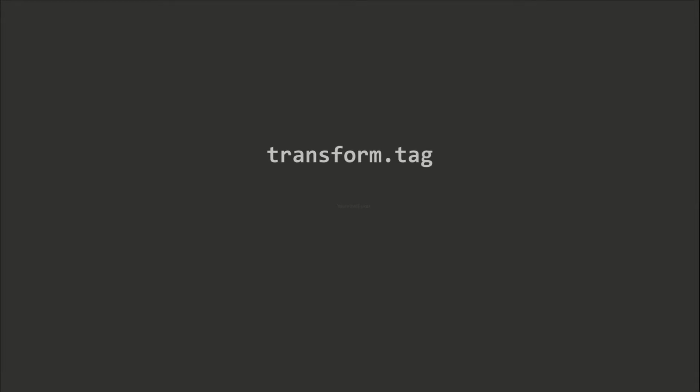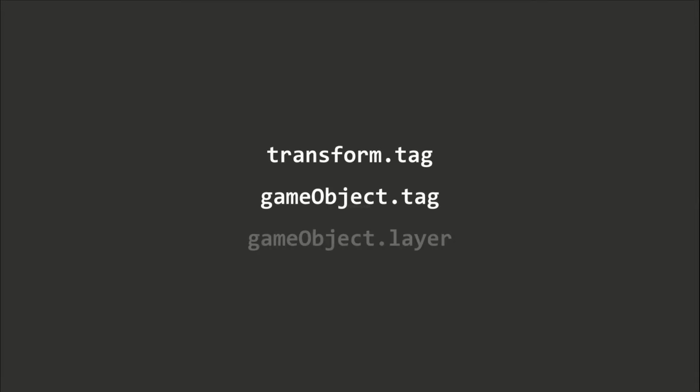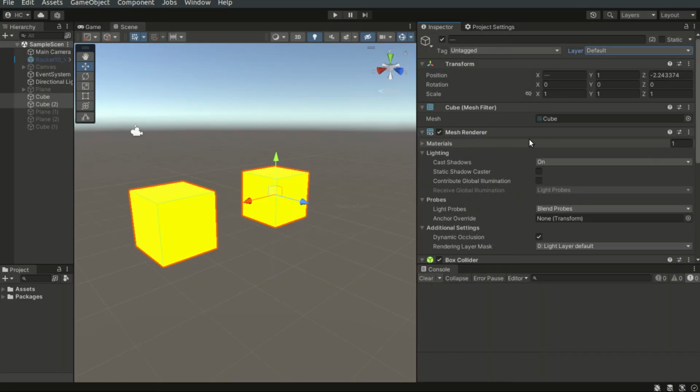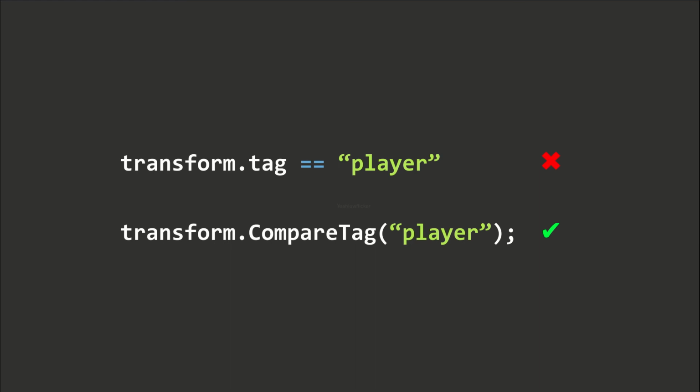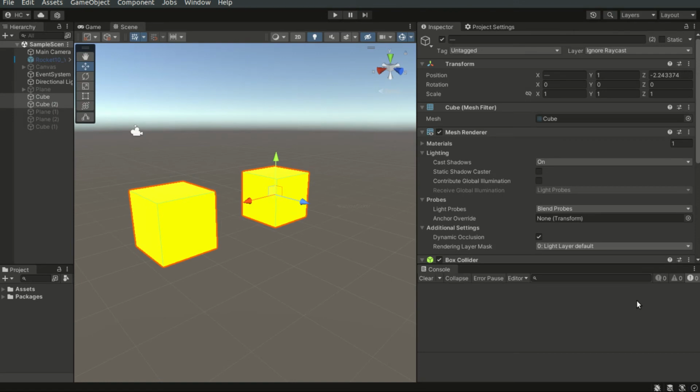Game object property contains the tag and layer properties, allowing us to directly access them in the scripts. Layers are also useful for controlling the visibility of objects in a scene view. The visibility of layers can be set via this drop-down at the top right corner of the editor. It is recommended to use the compare tag method over comparing the tag value directly, as the comparison task is faster to execute. This is how you use tags and layers.